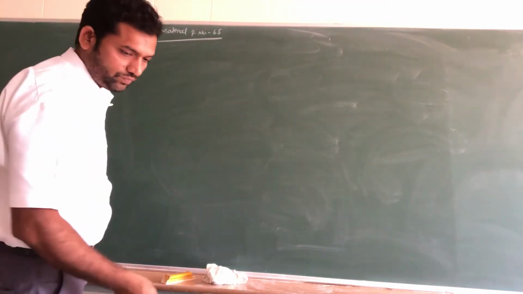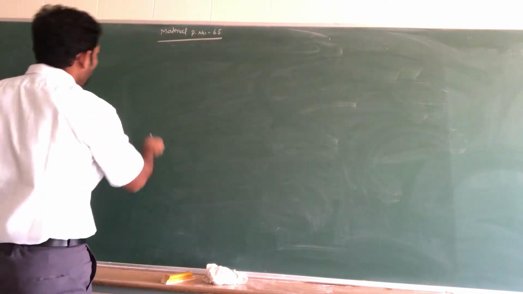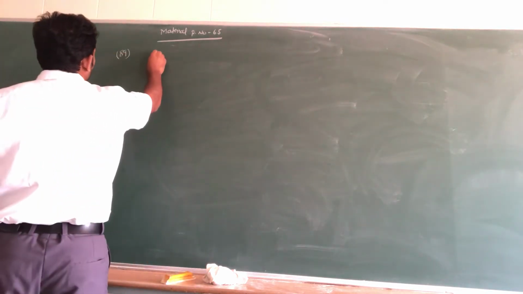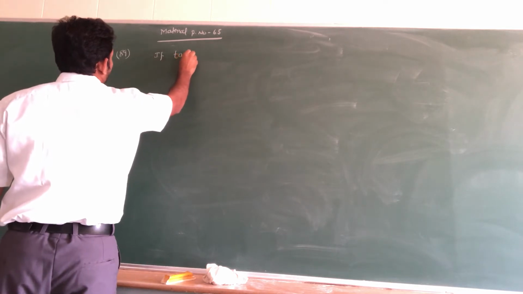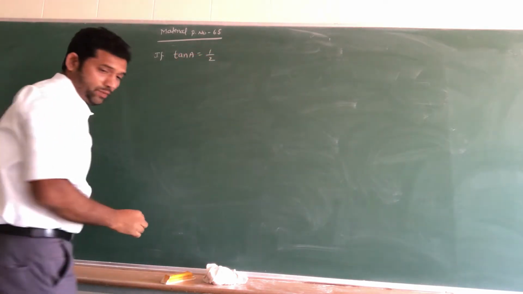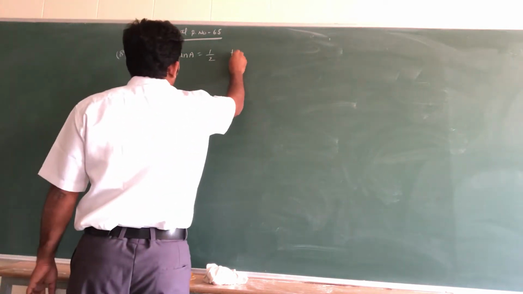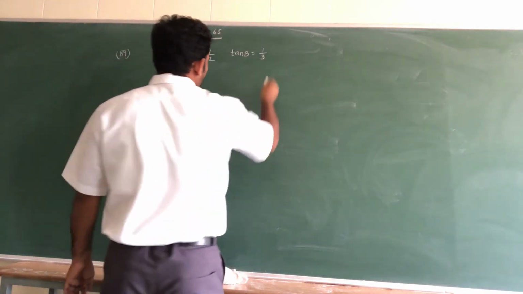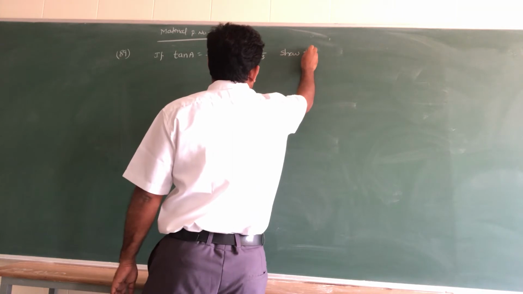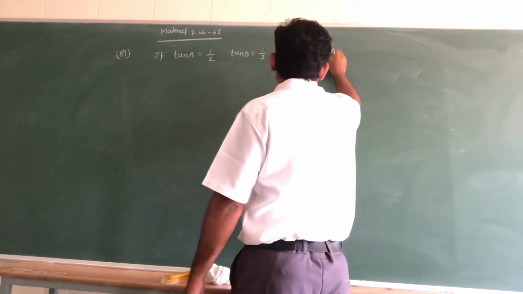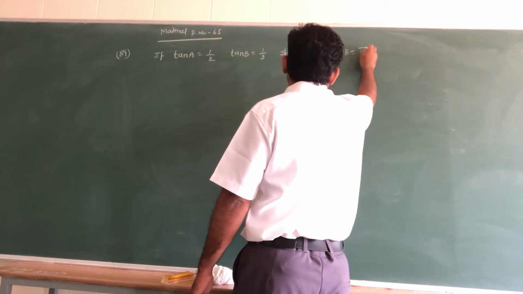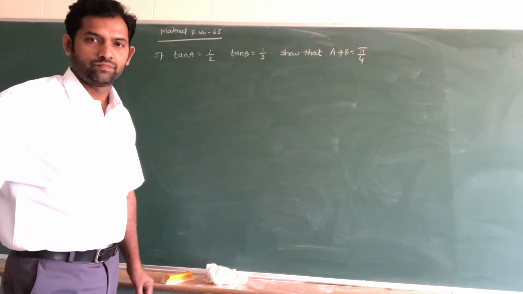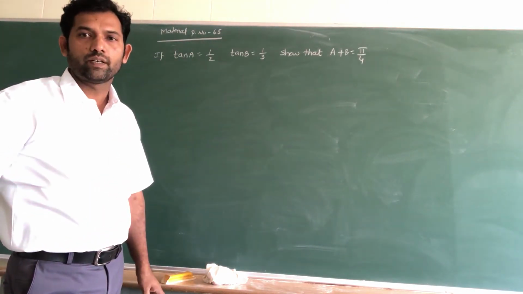Next question, 89. If tan A equal to 1 by 2, tan B equal to 1 by 3, show that A plus B equal to pi by 4. Understand?